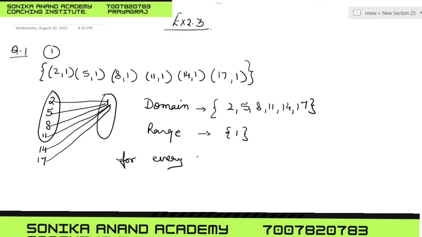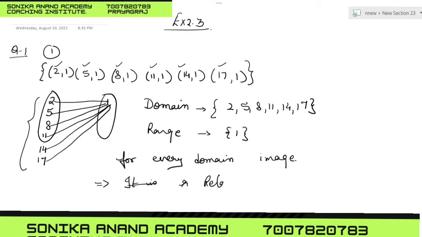for every domain, we have an image. And all the domains are different. Domains are not repeated. In either of the ordered pairs, domains are not repeated. So when the domains are not repeated, that relation is a function. This relation is a function. It represents a function.